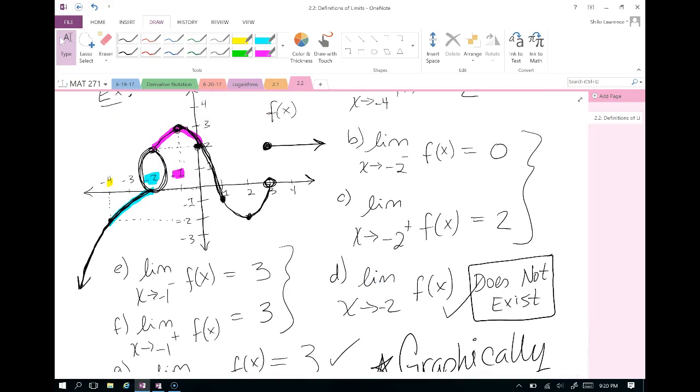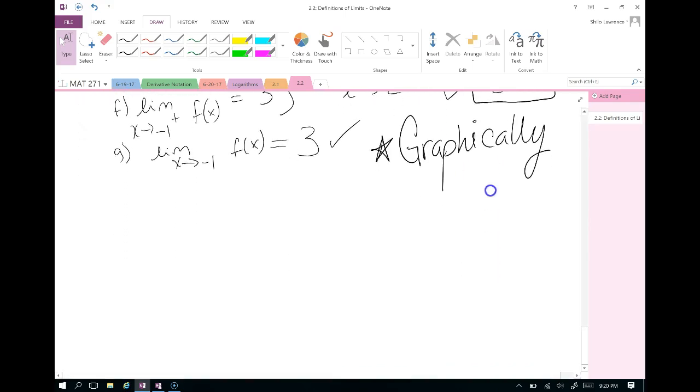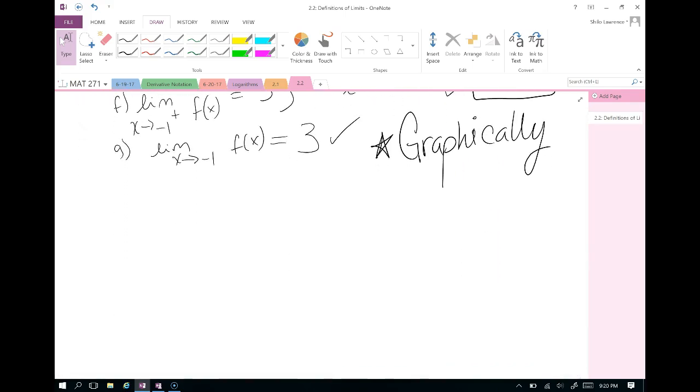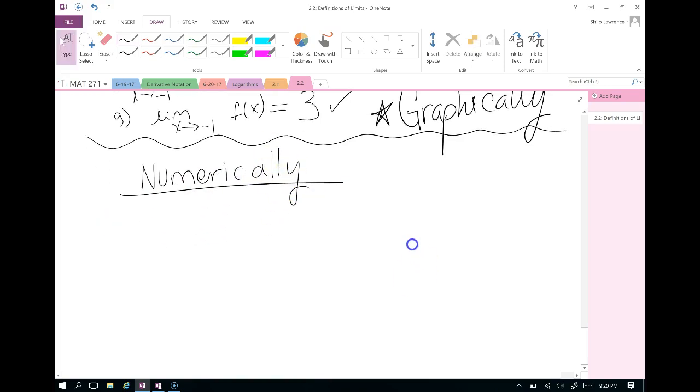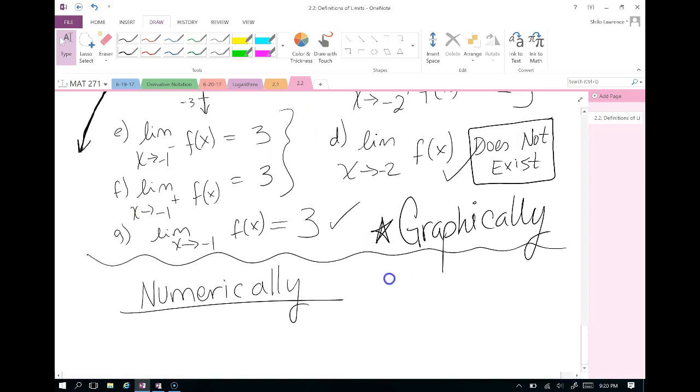So what we did just by traveling along the graph, we can do in a table with numbers, which takes a little bit longer, but it is useful sometimes if the graph is really crazy or we can't tell what the nice numbers are, if the numbers have radicals or something in them. So numerically, if we wanted to calculate a limit, think of what we did here.